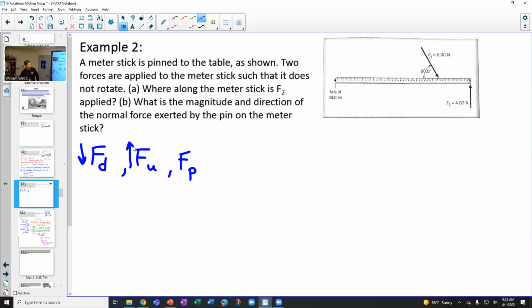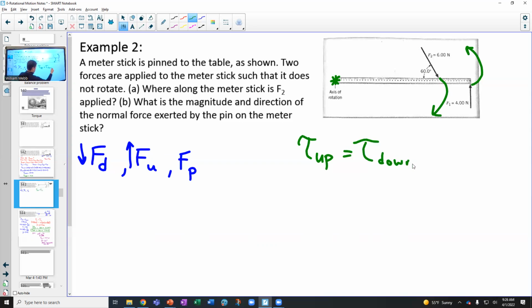So let's go to torque. On the torque, here's the pivot point. Now this one would cause it to go that way, counterclockwise. This one would cause it to go clockwise. I like to just draw it on there to make sure I can visually see what's going on. And those are the only torques, right? The pin doesn't create a torque because that's where the axis of rotation is. So the torque up has to equal the torque down.